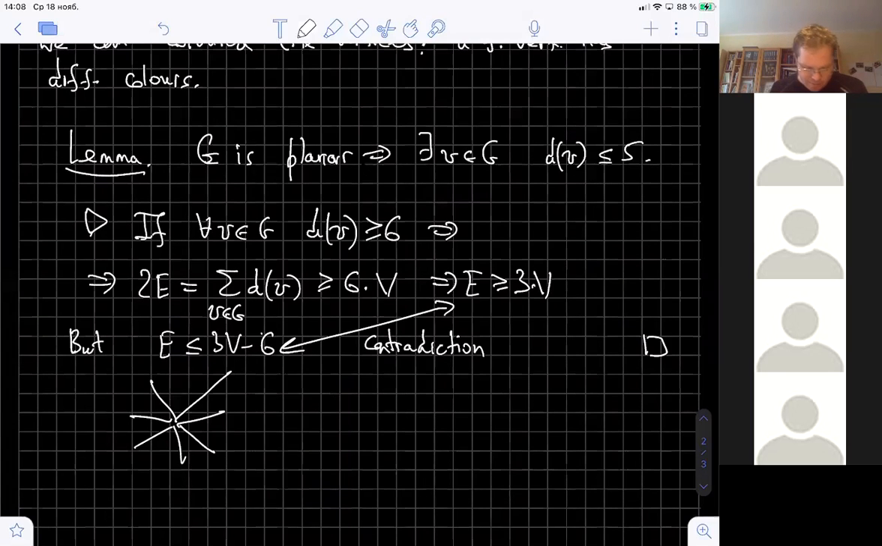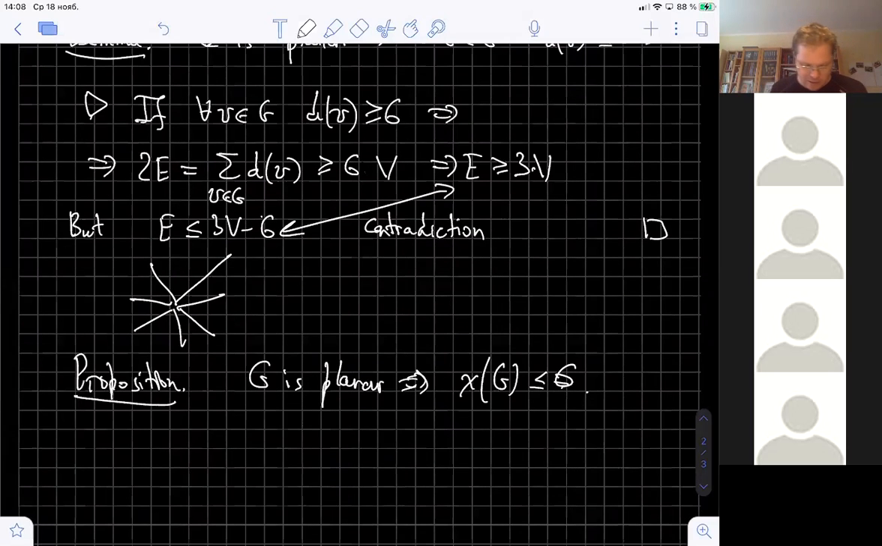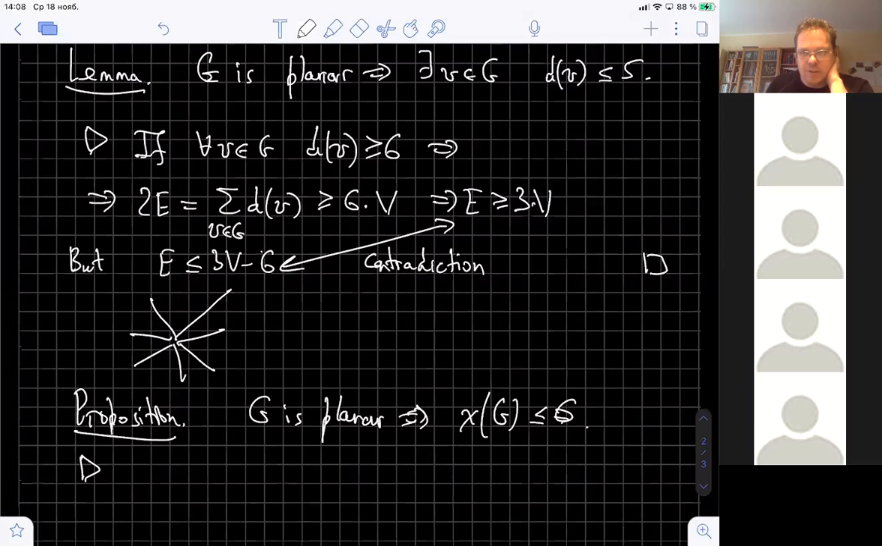Okay, from this I can state that if G is planar, then the chromatic number of G is not greater than 6. Maybe you can do it yourself. So if I know that if G is planar, there is a vertex of degree not greater than 5, then of course I can color it in 6 colors.